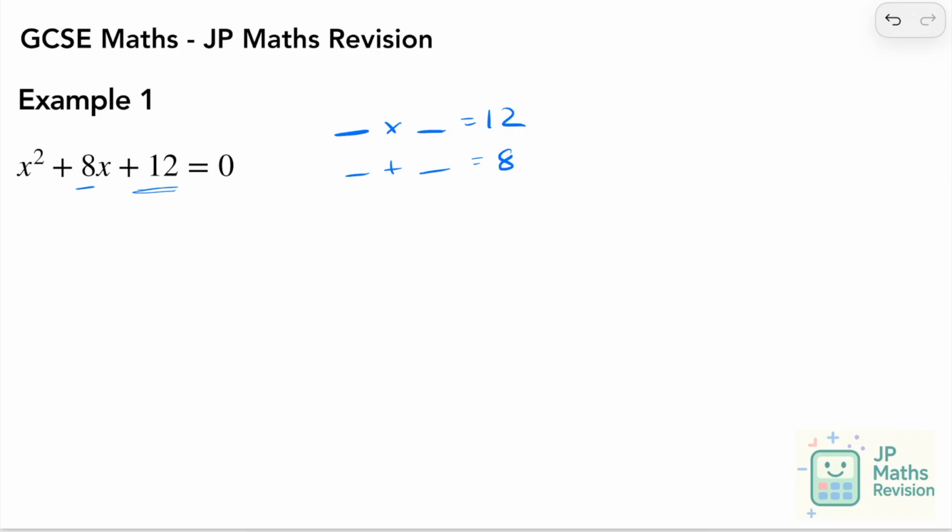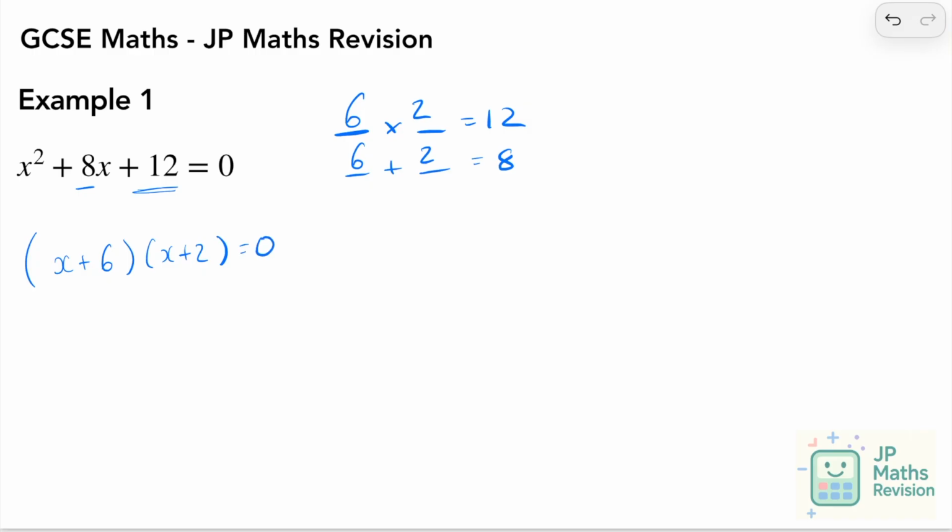I know that 6 times 2 is 12 and 6 plus 2 is 8. So my two numbers are 6 and 2. If I factorise this, we have x plus 6 and x plus 2 equals 0. So now I need to solve these.